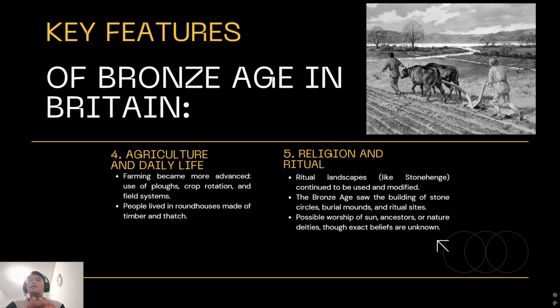And then, in agriculture and daily life, farming became more advanced, with use of plows, crop rotation, and field systems. People lived in round houses made of timber and thatch. And then in religion and ritual, landscapes like Stonehenge continued to be used and modified. The Bronze Age saw the building of stone circles, burial mounds, and ritual sites. Possible worship of the sun, ancestors or nature deities, though exact beliefs are unknown.